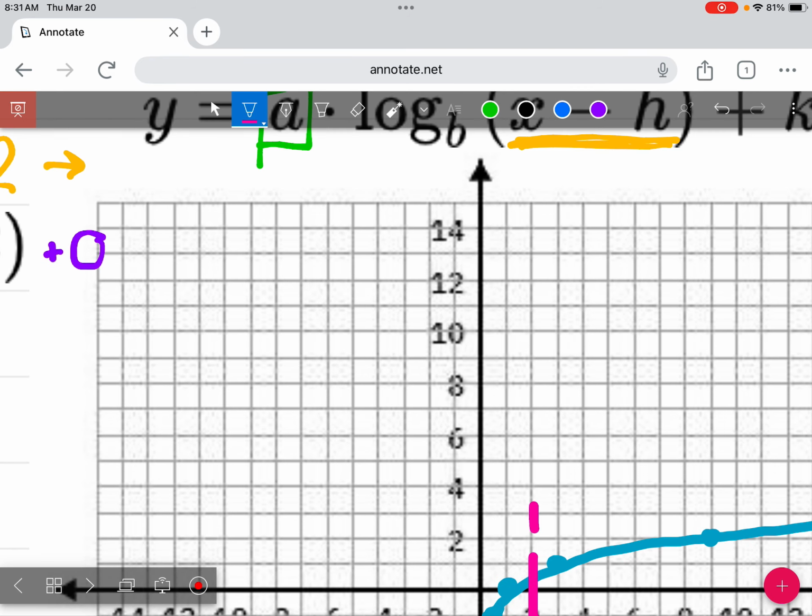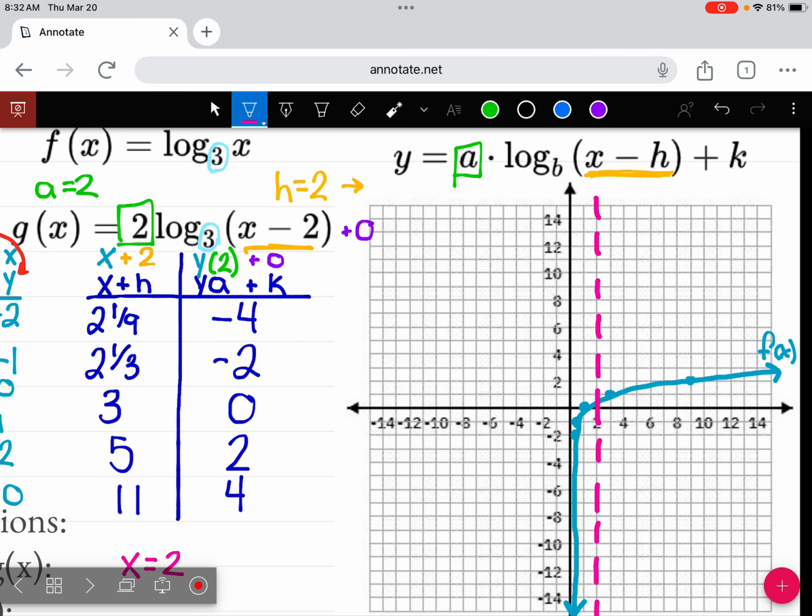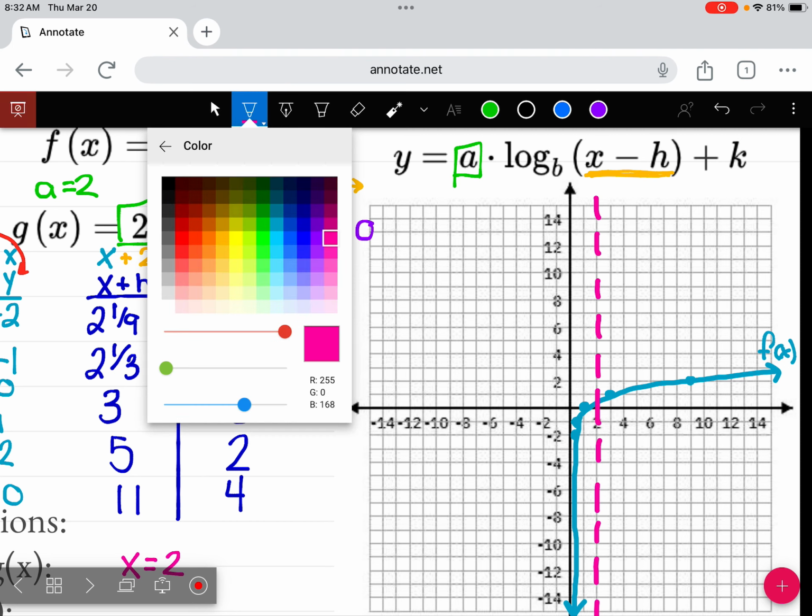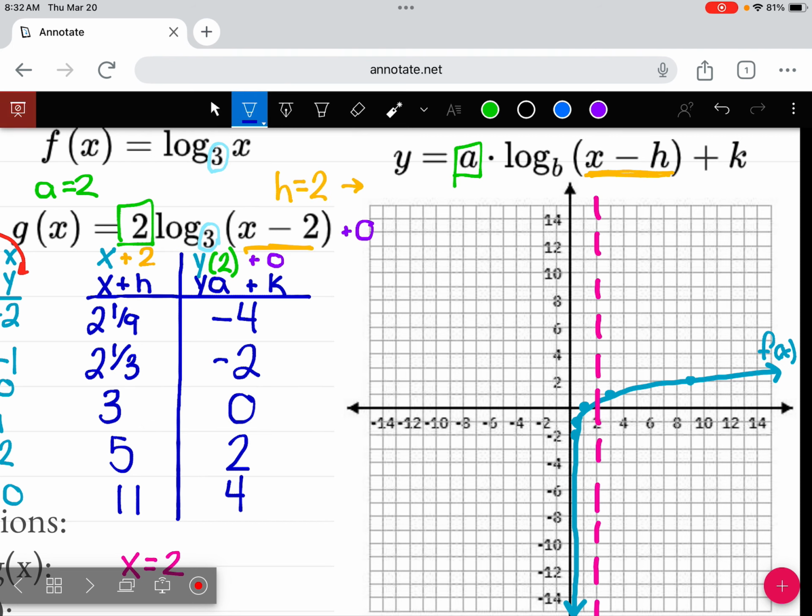You can do it as a solid line, like if it bothers you to do dotted lines, totally fine. I won't. It hurts my brain. So I always do our asymptotes as dotted lines, but as long as you do it and don't crash through it like the Kool-Aid man.